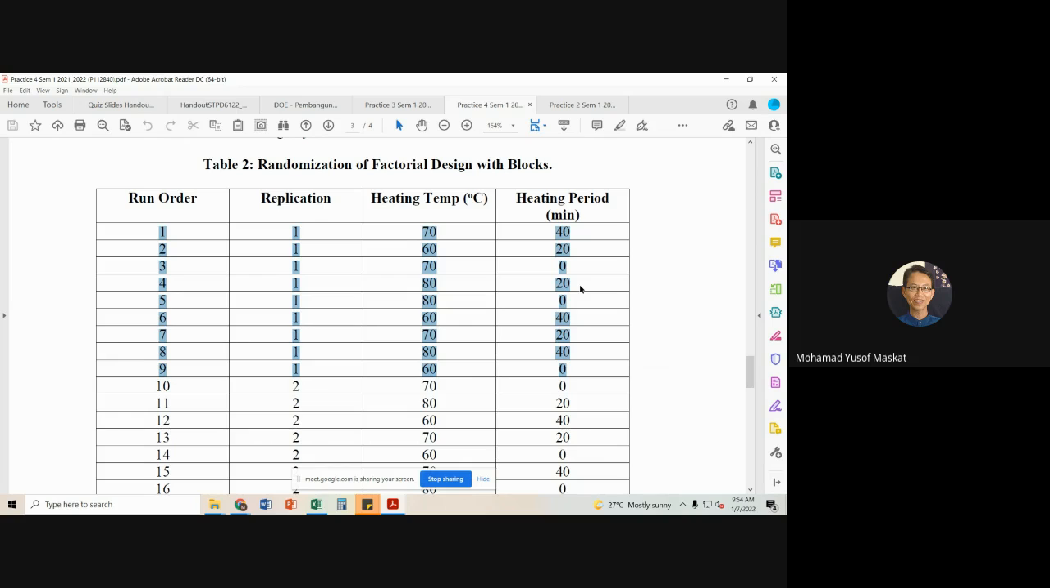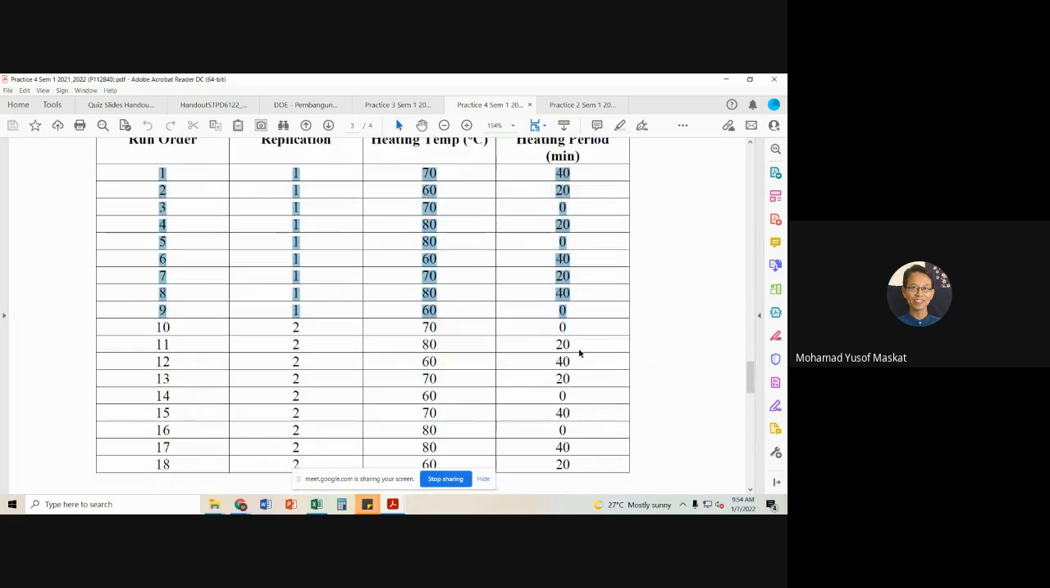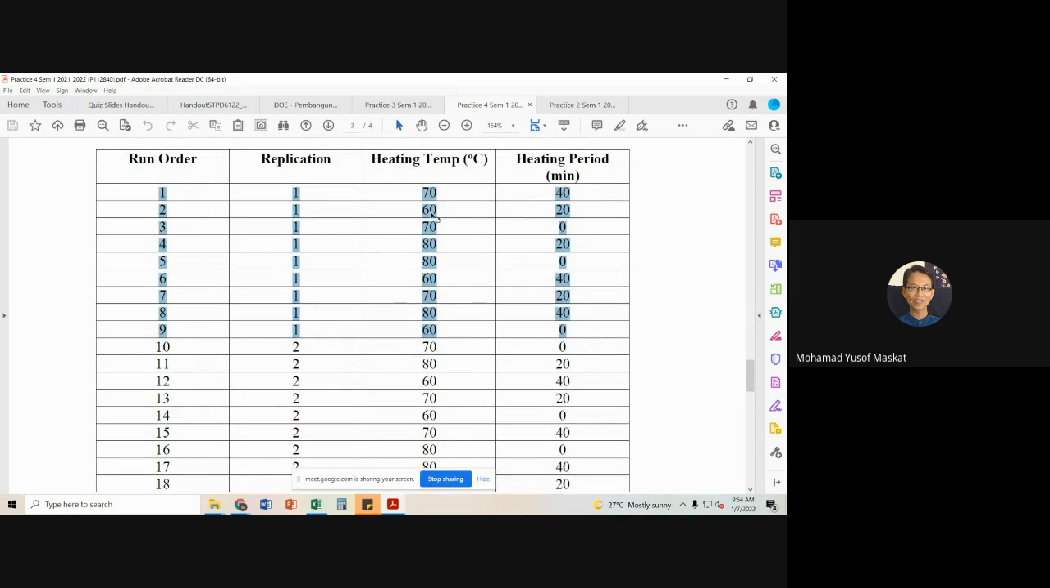You can see that for heating temperature there is randomization, and for heating period there is randomization. For the heating temperature, rep 1 is not similar to rep 2. Similarly, for heating period, rep 1 is not similar to rep 2. So that shows that there is randomization.